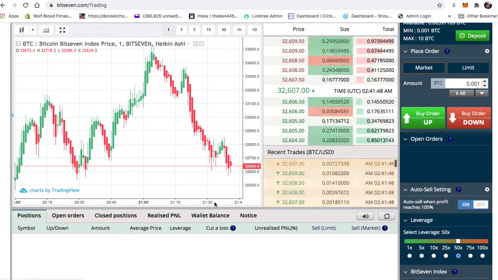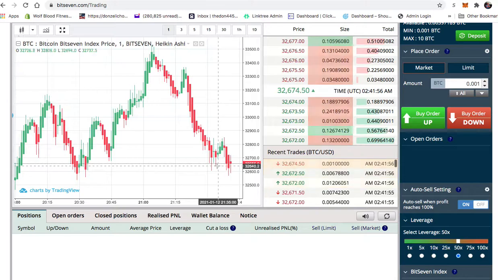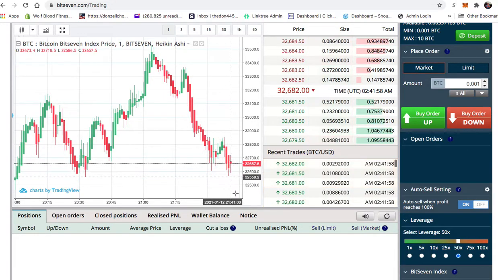So right now it's 21:30, so that's 9:30. It's about 9:40 right now where I'm at. So you can see where the chart ends up, 9:40. I'm on a 1 minute chart right here.